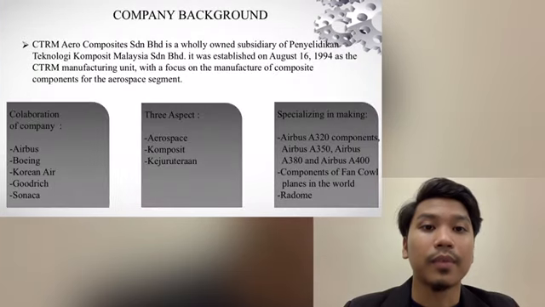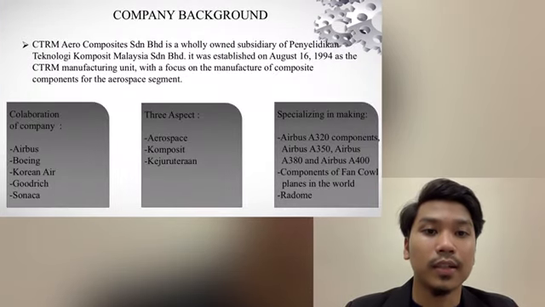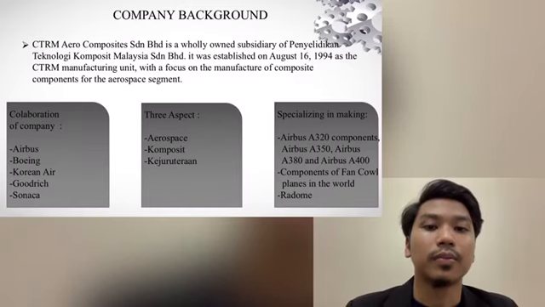Okay, firstly, company background. CTLM Aero Composite Sdn Bhd is a wholly owned subsidiary of Penyelidikan Teknologi Komposit Malaysia Sdn Bhd. It was established on August 16, 1994 as the CTLM manufacturing unit, with a focus on the manufacture of composite components for the aerospace segment.